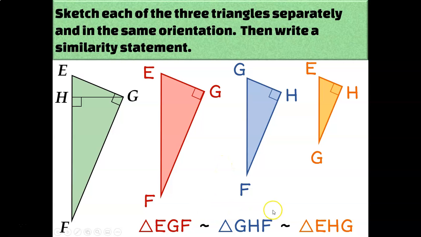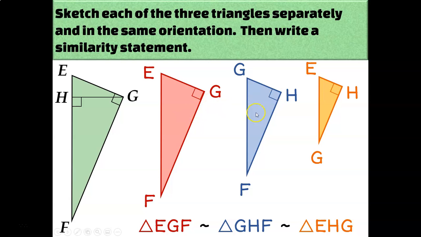Remember, this is not the only similarity statement that you could write. That's just the similarity statement that you would write if you chose to call the first triangle EGF. If you called it FEG, then you would be calling the other triangles FGH and GEH, for example. So there's a lot of potential correct answers here, but it's much easier to write this similarity statement if you've done this first step of drawing all of your triangles in the same orientation.